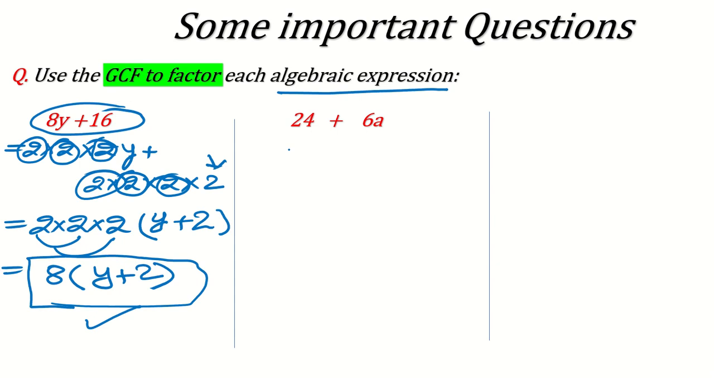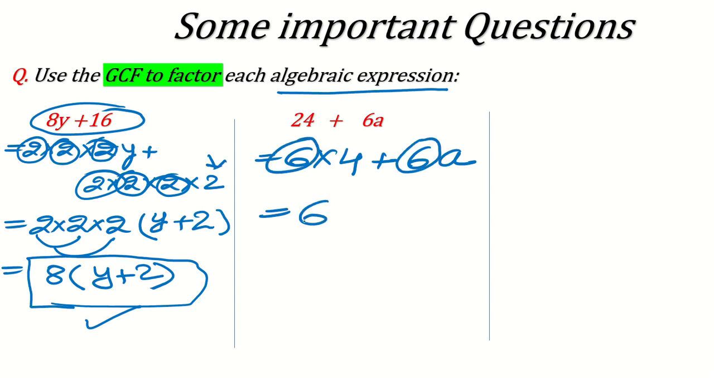In the same way you can do it, but I am doing it in the little faster way so that you can understand it. 24 can be written as 6 multiply 4 and plus 6a will be as it is. Now you can see here 6 is common at both the places, so 6 will be taken outside and inside the bracket you will get 4 plus a, because 4 is written alone here because 4 is not here and a is not in the first expression, so it will be 6 times (4 plus a).